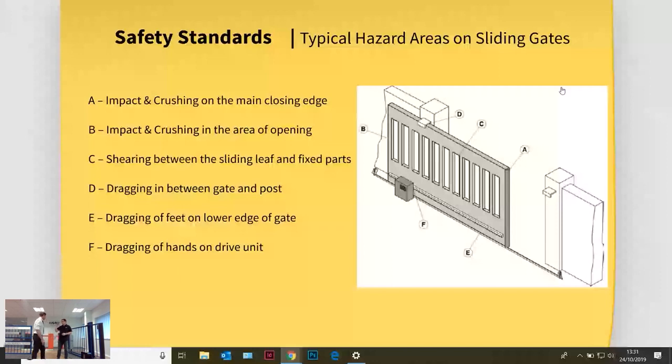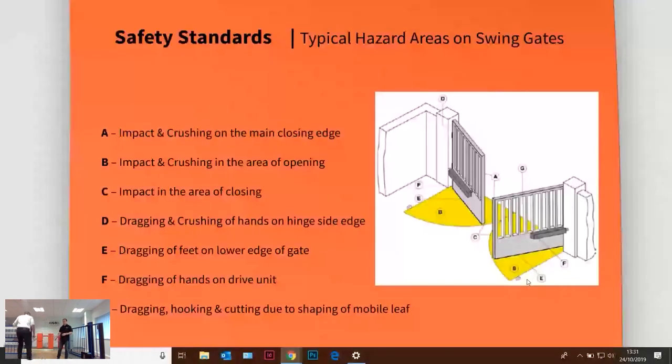Swing gates, we have this area over here. So we have the impact and the crushing on the main closing edge. So that gate comes around to close. You're going to get hit by it and you get crushed by it. Exactly. So these are on the leading edges, closing, opening. And you have the impact and potential crushing in the opening area. So that's a whole swept area that you're looking at. So as the gate moves along, you can obviously get hit by it and crushed by it.